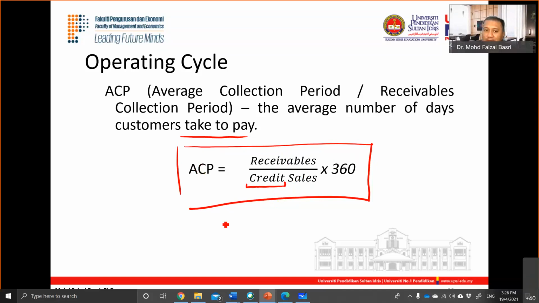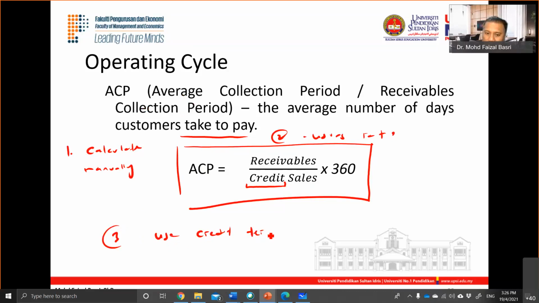For ACP, we have a third method. So first, calculate manually. Second, using ratio. The third method for ACP, we can use ACP based on credit terms. That's why we don't learn about account receivable management. But anyway, credit terms are the terms that are given to the customers of a business.